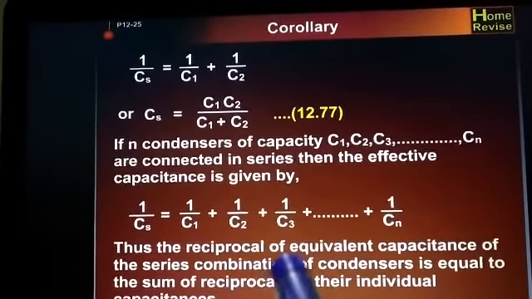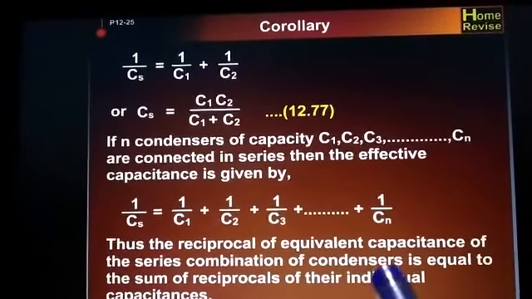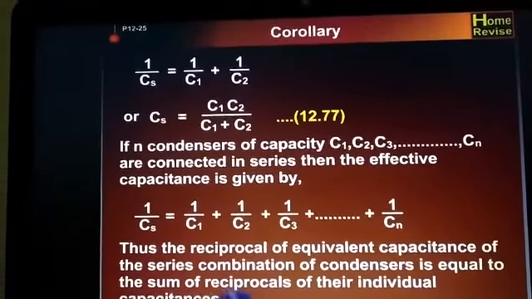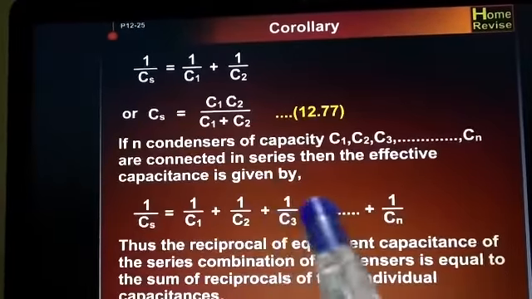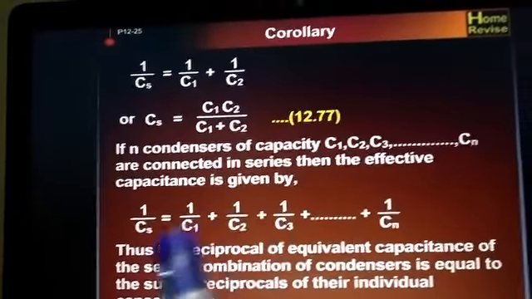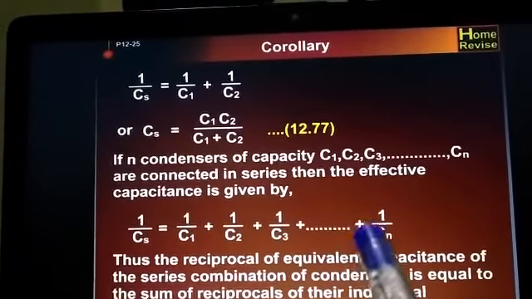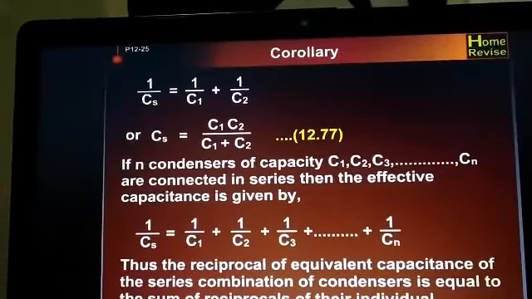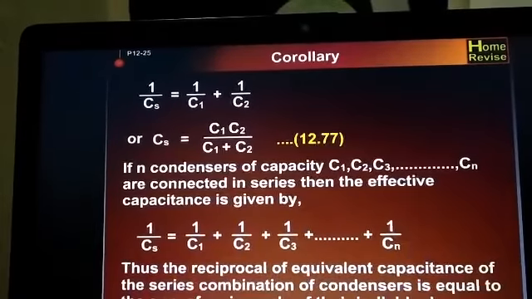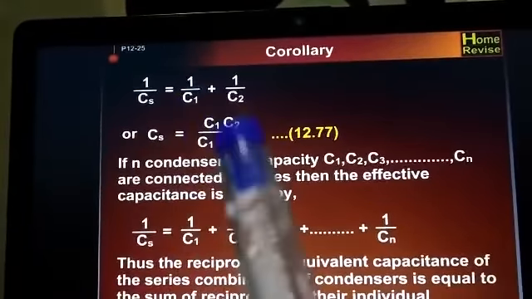Thus the reciprocal of equivalent capacitance of the series combination of condensers (condensers means capacitors) is equal to the sum of reciprocals of their individual capacitance. Okay, we know the concept. What is the concept of series combination? Series combination means capacitors are connected one by one, and then the same charge flows through that circuit. Here the potential difference is different, but the charges are the same.